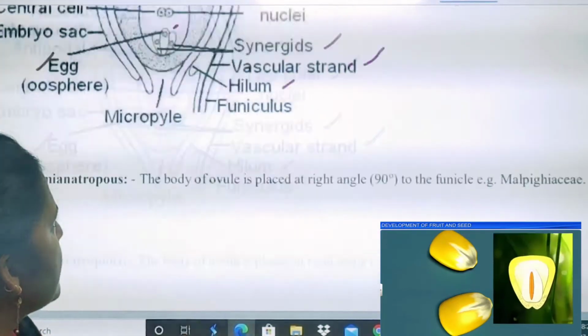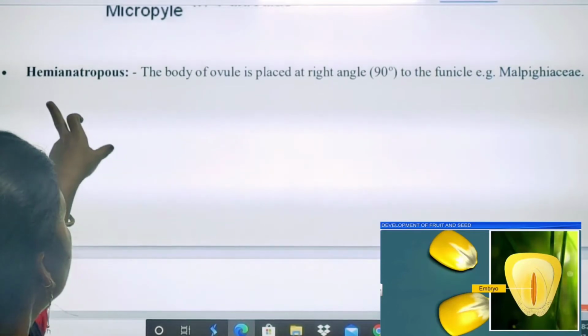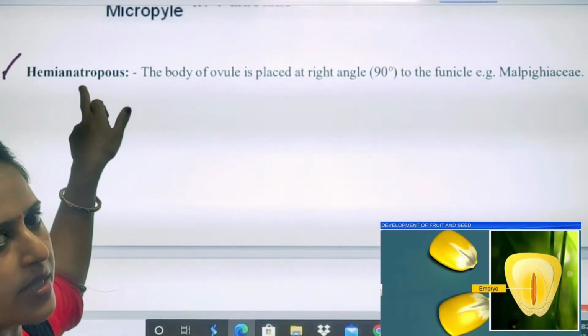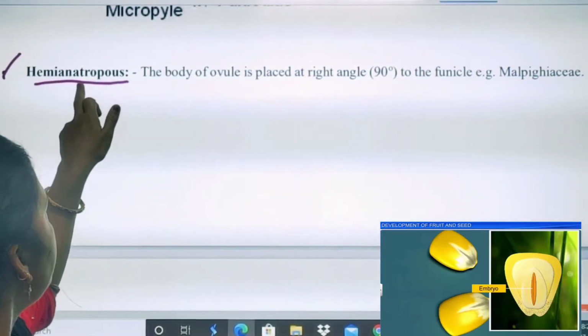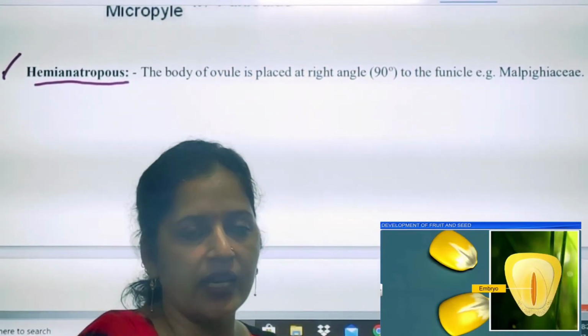So all these are the discussions of the various types of ovules. Next is the hemianatropous ovule. The next type of ovule is the hemianatropous. The body of the ovule is placed at a right angle.